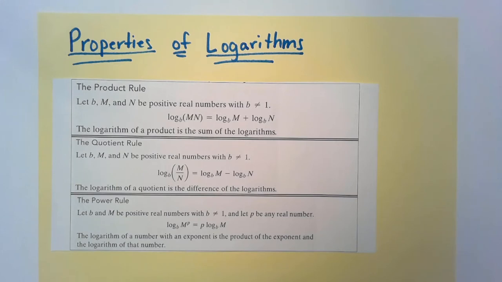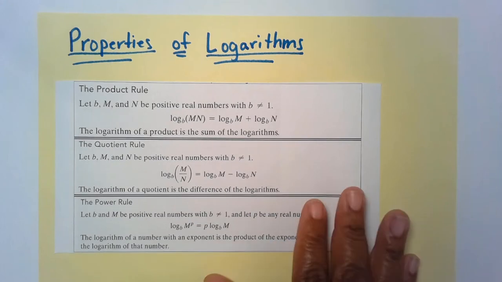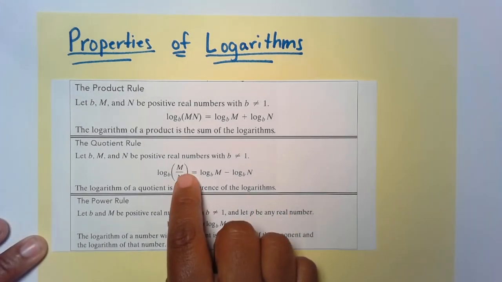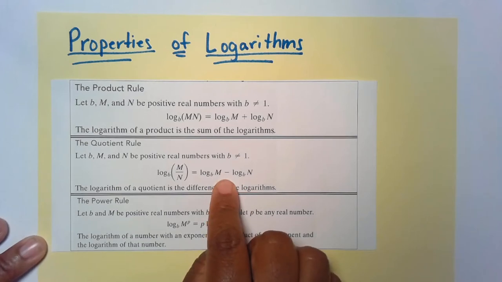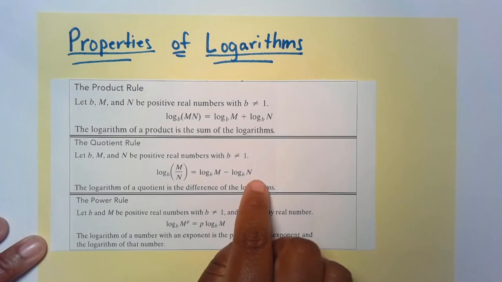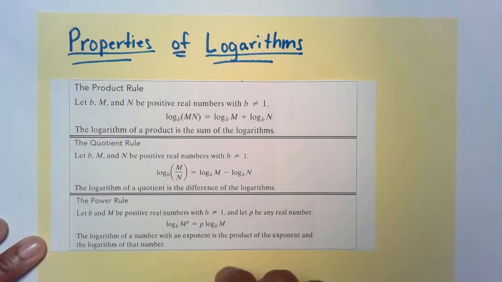The quotient rule says the logarithm of a quotient is the difference of the logarithms. So whenever you have a quotient, then it's going to be a minus. We keep the log, we keep the base, but we're going to subtract the m over n, the quotient, and of course subtract meaning the difference.